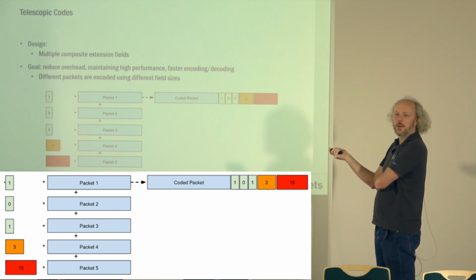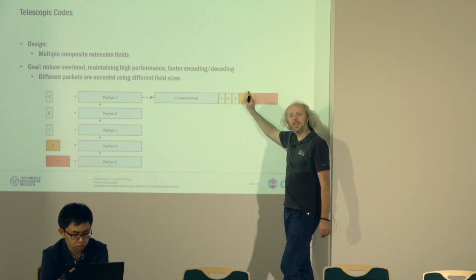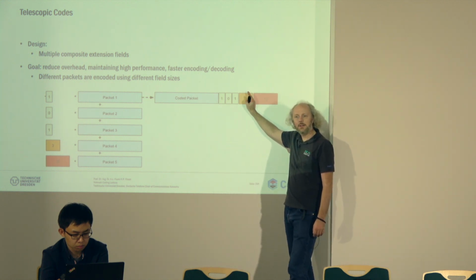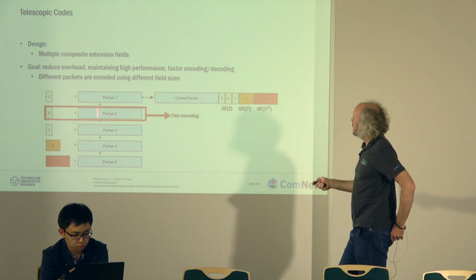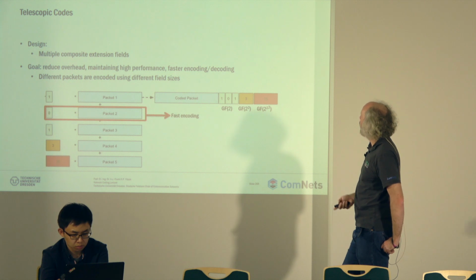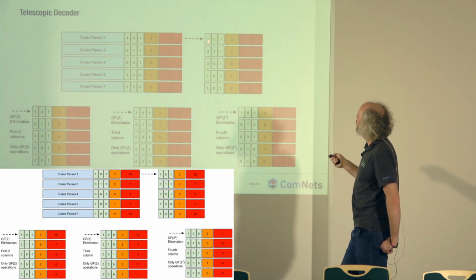Okay? So look at the encoding vector. Even the encoding vector is shrinking with that. Okay, for these, you have very fast encoding, for example. You can have now, on the decoder side, you can clean up.